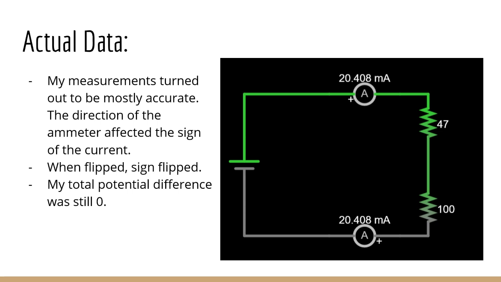For my actual data, I used the circuit simulator to better represent the circuit that we made in class visually, because I found the circuit in class was kind of hard to look at. So using the circuit simulator, we can see that our data is mostly accurate. Another thing to note is that the direction you had the ammeter would also affect the sign of the current. Whether you swap the terminals or not could flip the sign, but overall the absolute values are still the same.